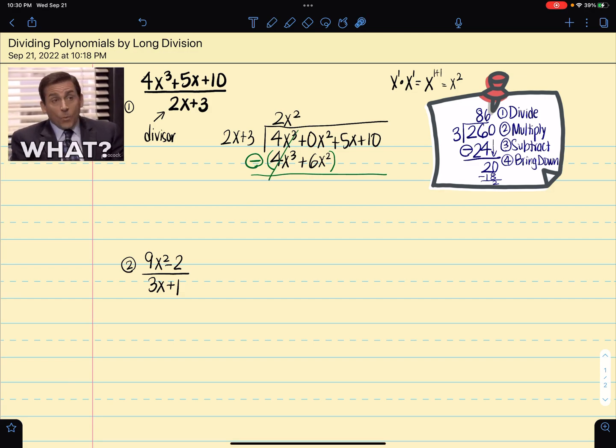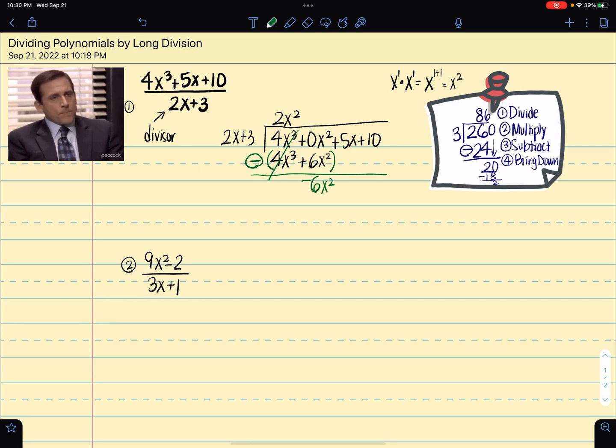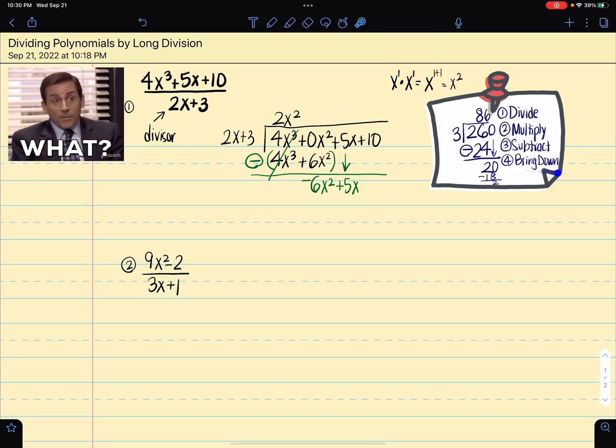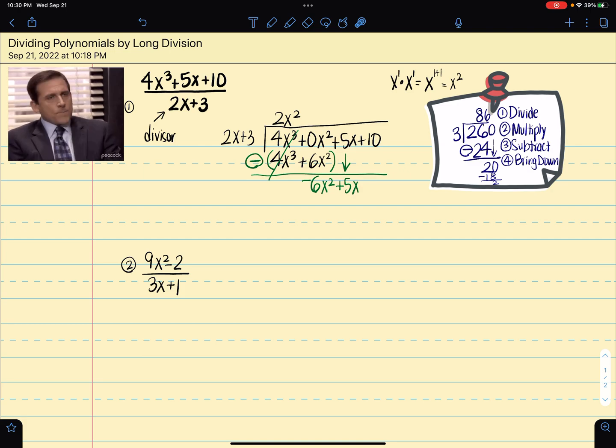Next part, we have 0x squared minus 6x squared, which is negative 6x squared. And then you bring down the next term, plus 5x. Okay, so divide, multiply, subtract, bring down. So we bring down the next term. Now we repeat the process again.